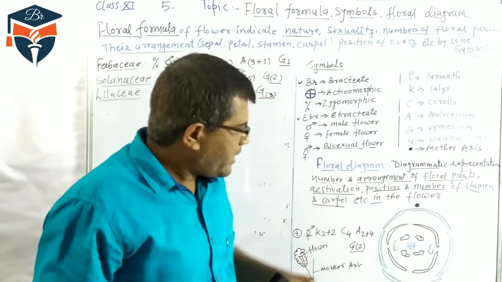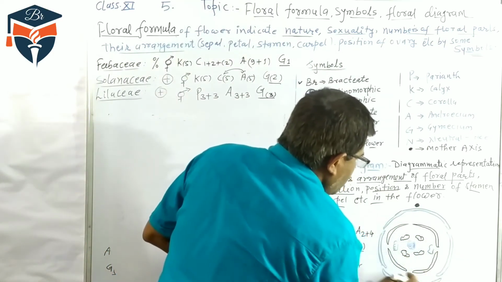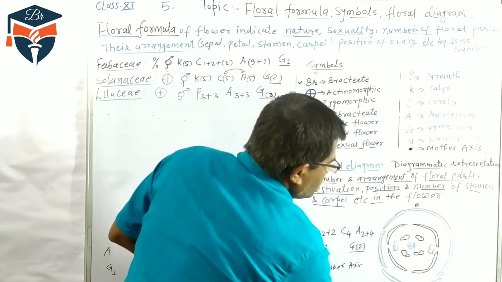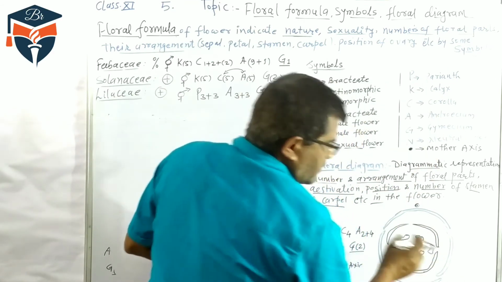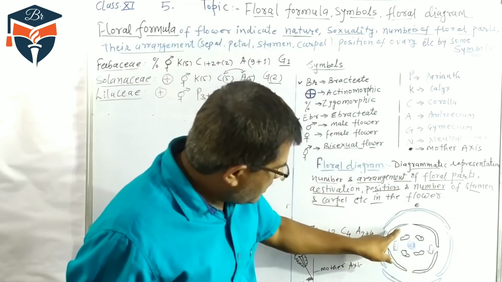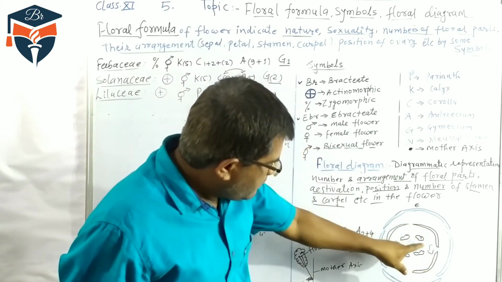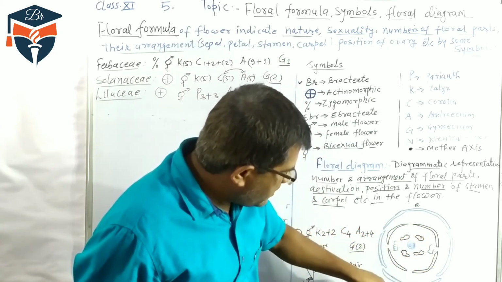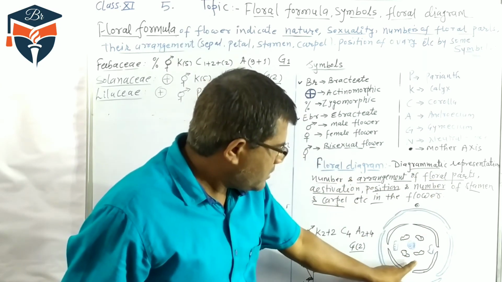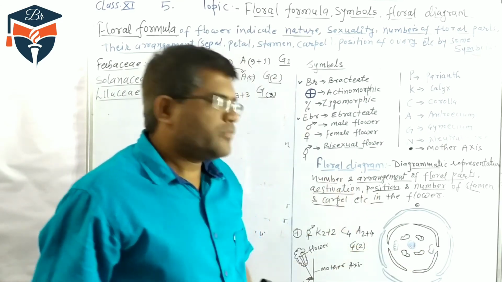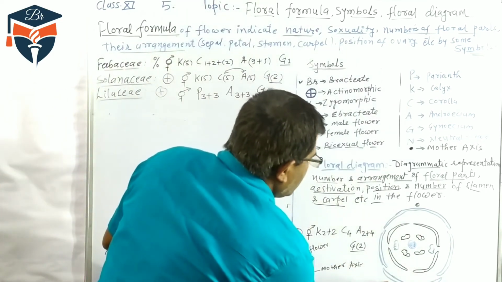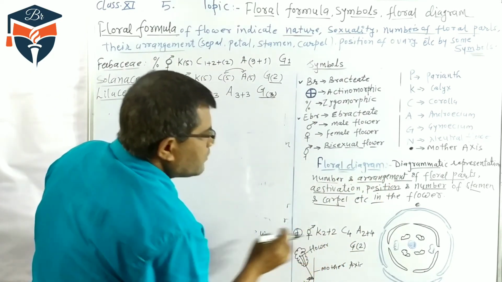This is the floral diagram. In this case, 1, 2, 3, 4, 5. This is the mother axis, and just opposite to the mother axis there is this bracket. This part shows the sepals 1, 2, 3, 4. Another, petals 1, 2, 3, 4. Next part is the stamens. Stamens are 6, 2 plus 2 on the outer side and 4 on the inner side. And the ovary is syncarpous, bicarpellary. So this is the floral diagram and this is the floral formula.